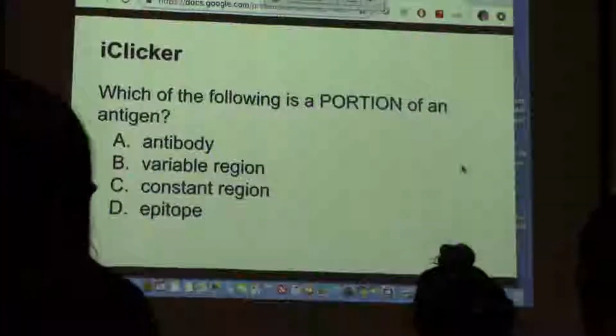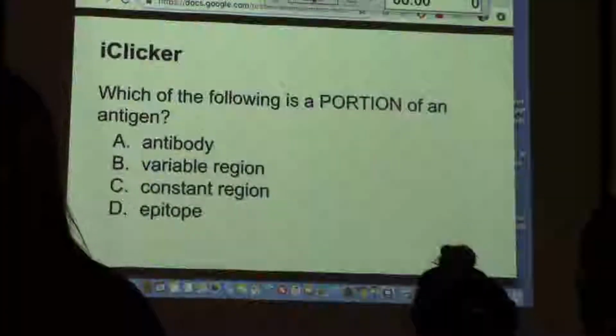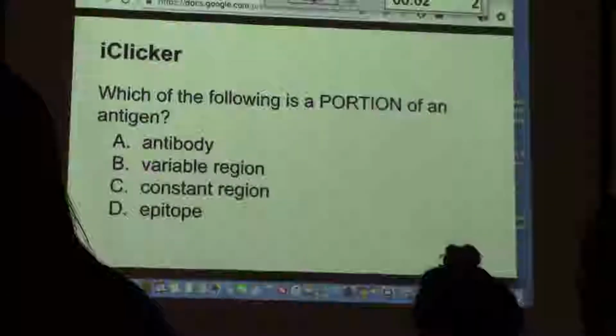All right, so reviewing just from last time, what an antigen is and what an epitope is.